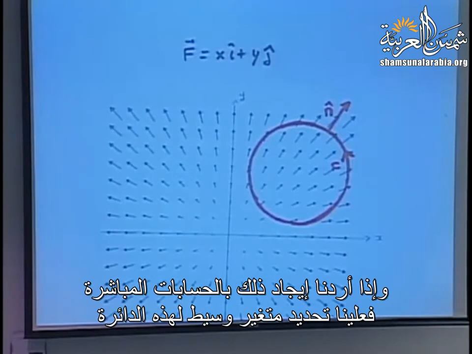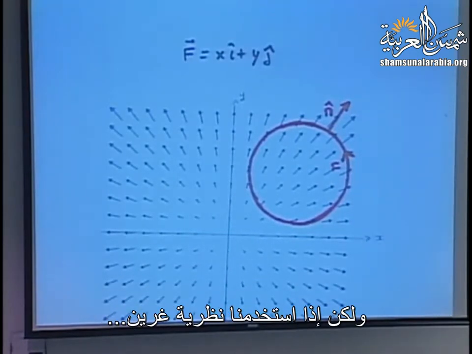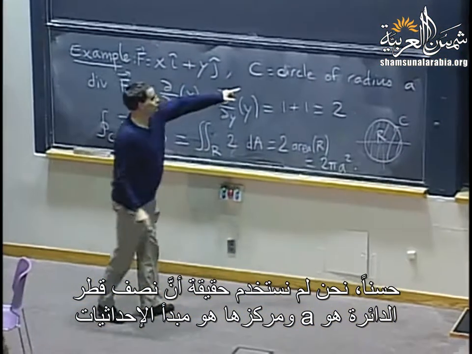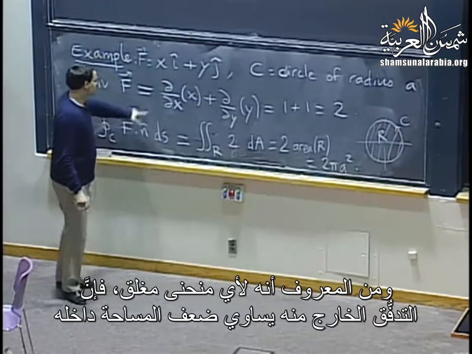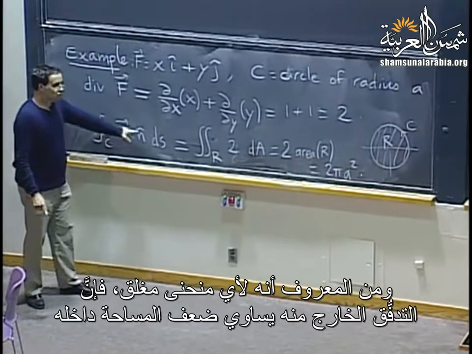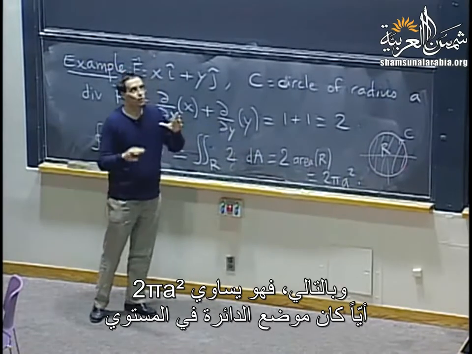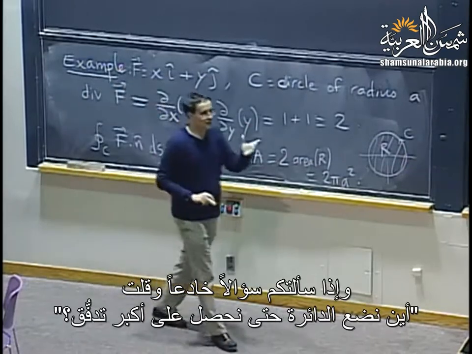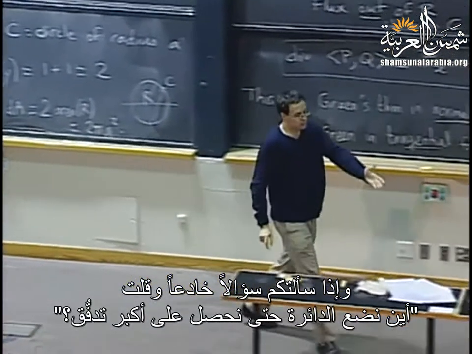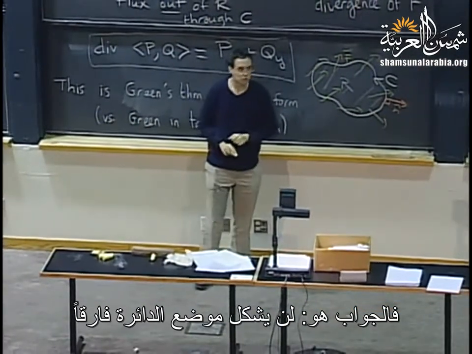If you want to do it by direct calculation, you have to parameterize this circle and figure out what the line integral will be. But if you use Green's theorem, we never used the fact that it's the circle of radius a at the origin. It's true for any closed curve that the flux out of it is twice the area of the region inside. So it will still be 2 pi a squared, even if my circle is anywhere else in the plane. If I had asked you the trick question, where do you want to place this circle so that the flux is the largest? The answer is, it doesn't matter.